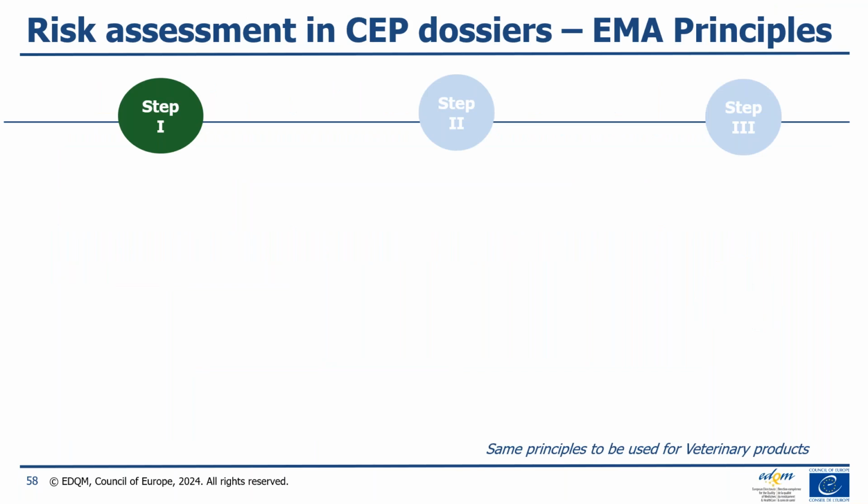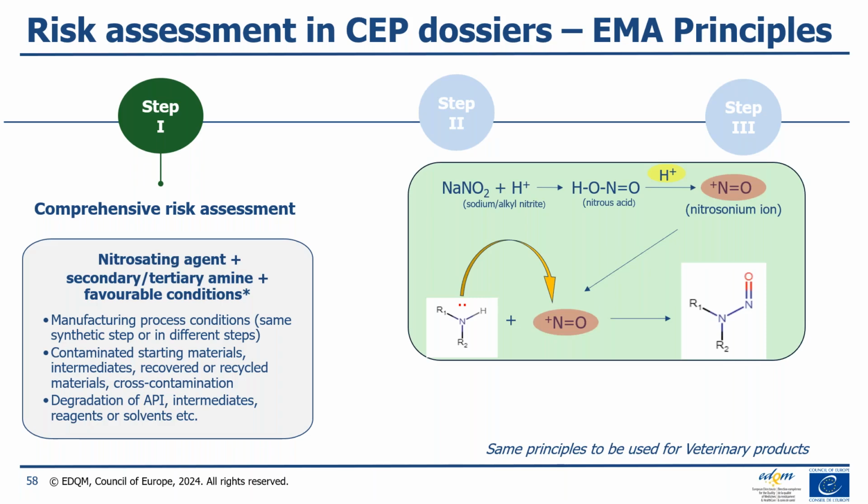So the risk assessment that we would like to see in the CEP dossier should follow EMA principles, which means step 1 is to perform a comprehensive risk assessment. And this should be done by considering all potential sources of contamination or formation of a nitrosamine impurity. So for instance, if your process foresees the intentional use of a nitrosating agent, along with the presence of secondary or tertiary amines under favorable conditions.